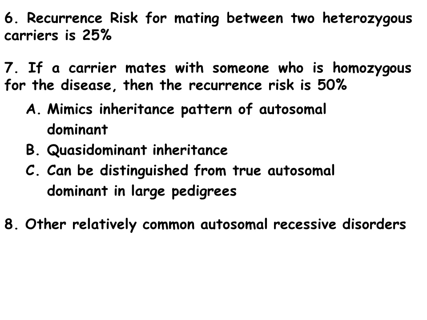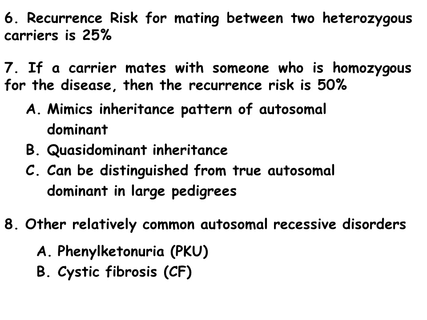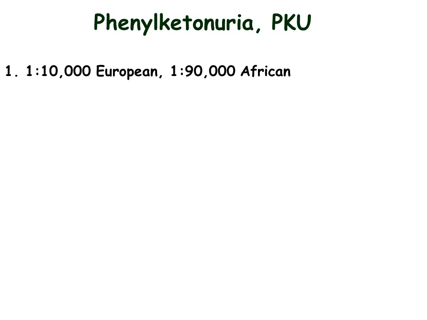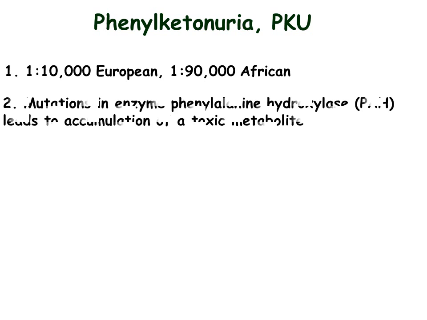Anyway, other relatively common autosomal recessive disorders include phenylketonuria and cystic fibrosis. So let's talk a little bit about phenylketonuria, or PKU. It has a fairly common incidence for an autosomal recessive disorder, 1 in 10,000 Europeans, 1 in 90,000 Africans. The mutation is in an enzyme known as phenylalanine hydroxylase, or PAH. This is a very important enzyme in the breakdown of the amino acid phenylalanine, okay?